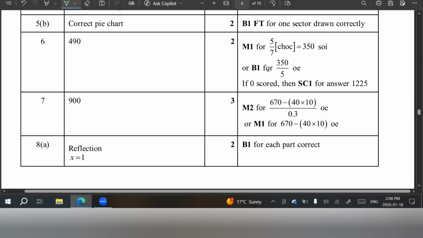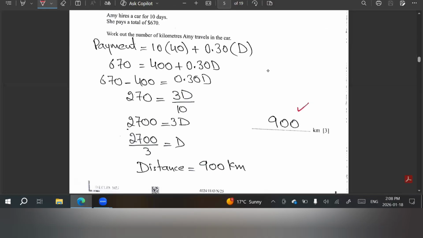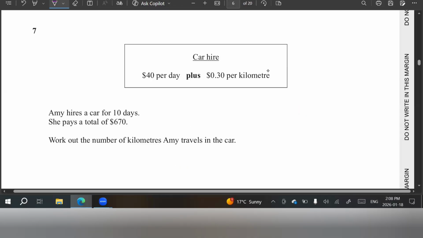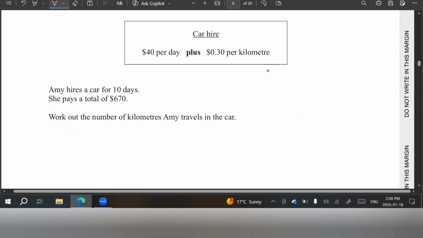So let's check question number 7. On your screen, the marking scheme is showing up. You can see 900 kilometers is the right answer, sir. So this is how this has been done. I hope you understand. Let's go to the next one.